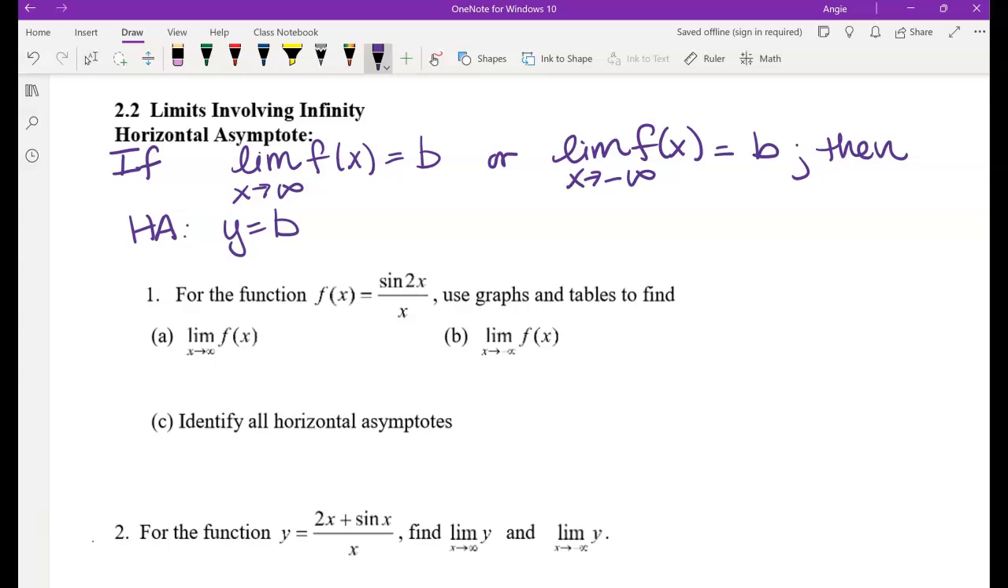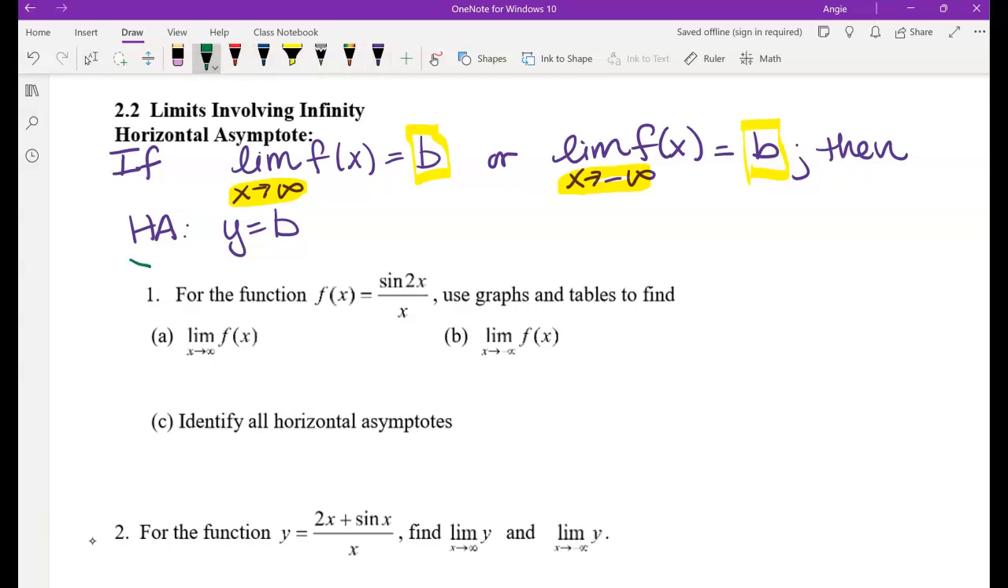Now, remember, the x value could approach either negative infinity or positive infinity. And if it comes up with a value, then the horizontal asymptote is y equals that value.